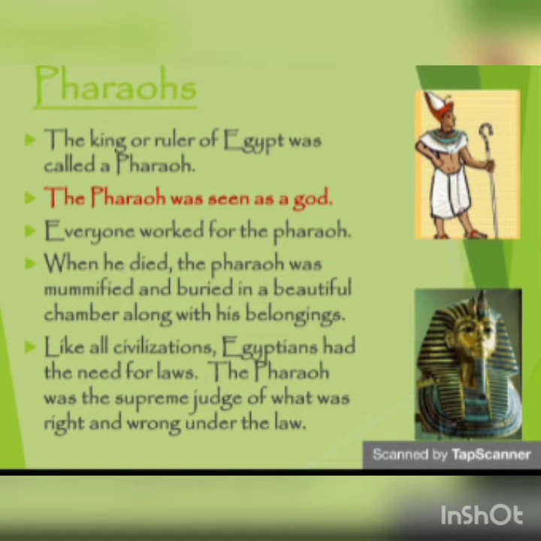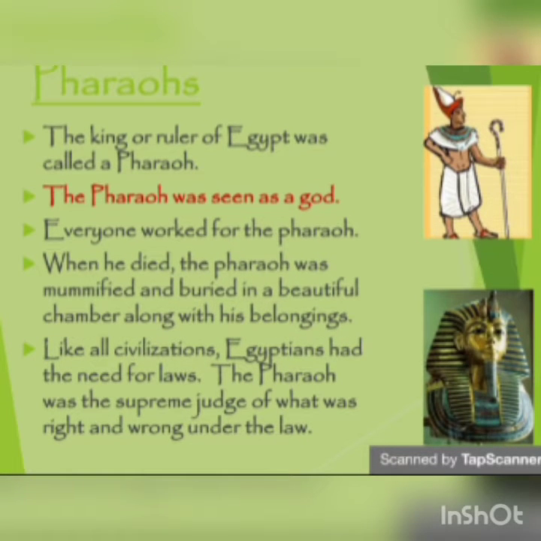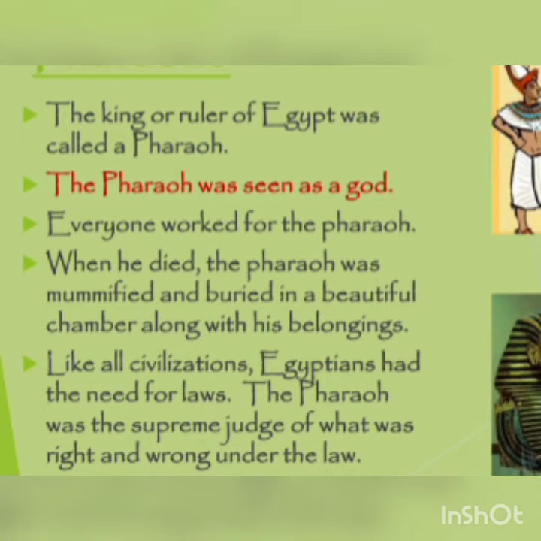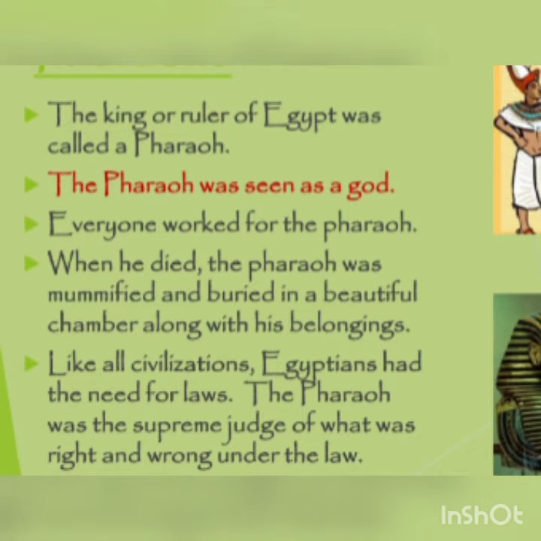And let us see about the rulers, that is pharaohs. Spell with me, pharaohs. Okay, they were the kings. We had kings, right? Likewise, these are pharaohs. The king or ruler of Egypt was called the pharaoh. The pharaoh was seen as God. So they were given a high position and worshipped as God. So everyone worked for the pharaoh.